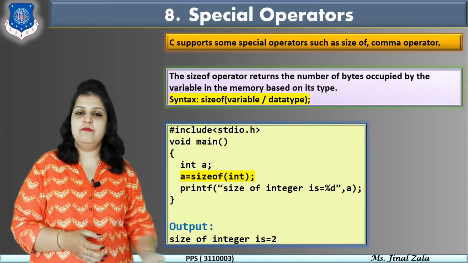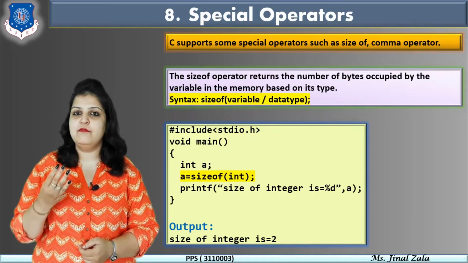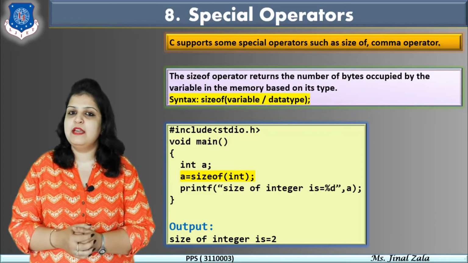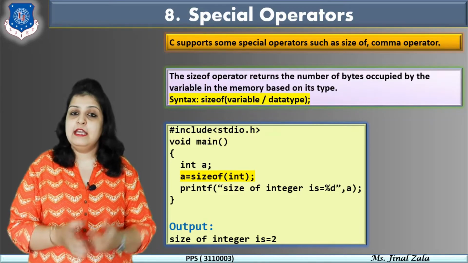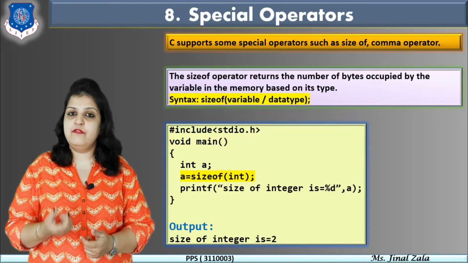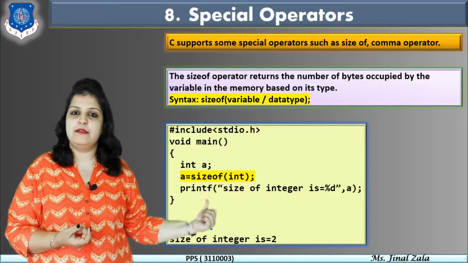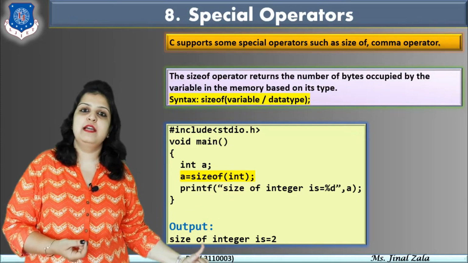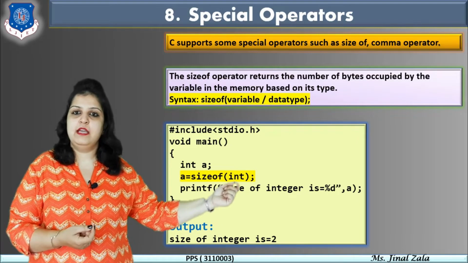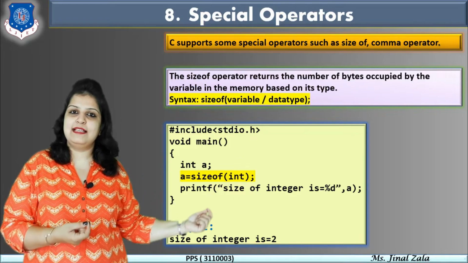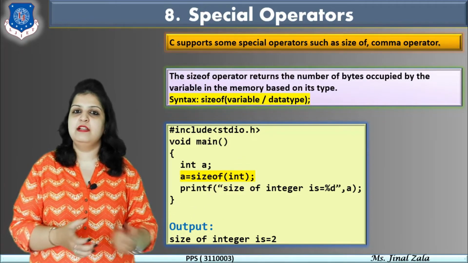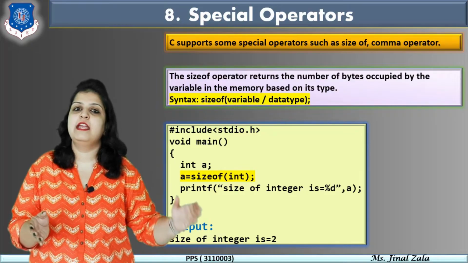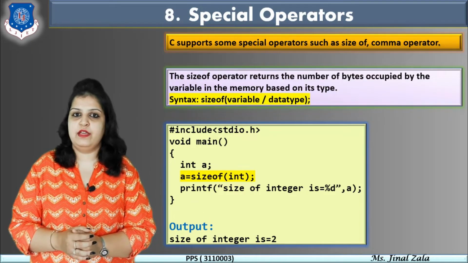If you take float here, then our answer will be 4. So in this way we can find the size. If you take a single variable name instead of a data type, then you will get the same answer. If I take integer b and I want to find the size of b, then we will get the same answer, because b is nothing but an integer.